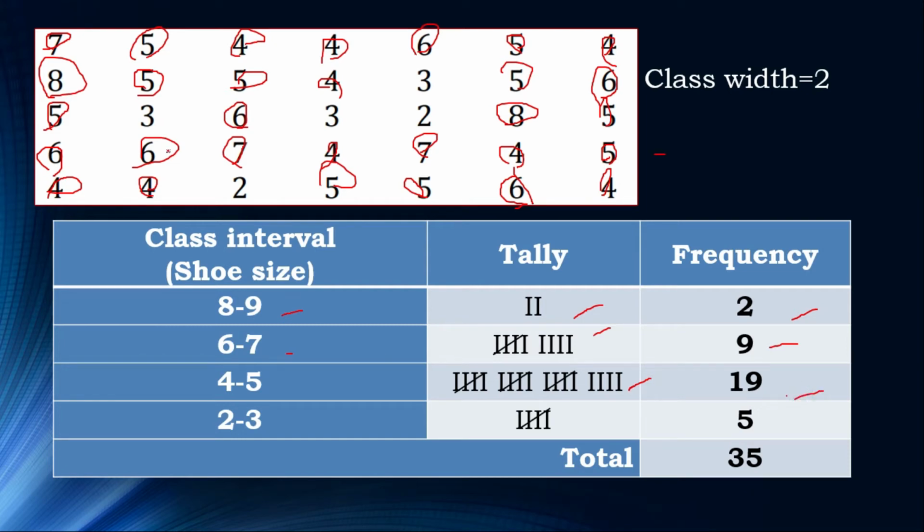Okay, next is yung ating last interval na 2 and 3. 1, 2, 3, 4, 5. So, ayan. Nabilang na natin lahat. So, we have here 5 na tally at 5 din na frequency. At i-add na natin to. 9 plus 2 is 11 plus 19 is 30 plus 5 is equal to 35. So, yun na yung total frequency natin or total values natin. Nakuha ba?